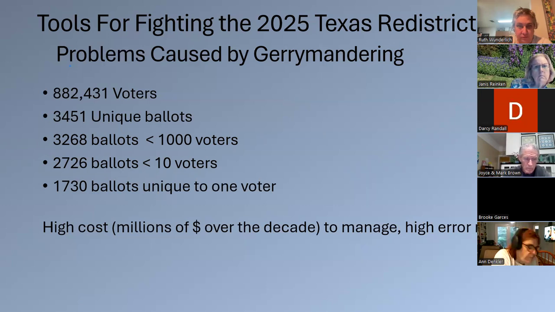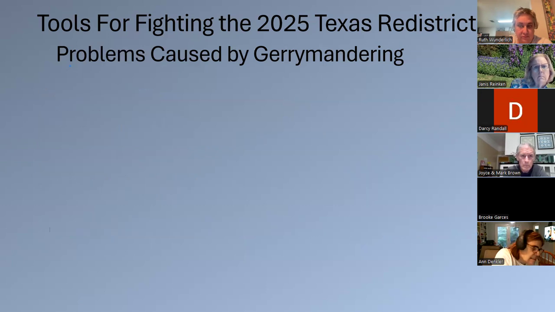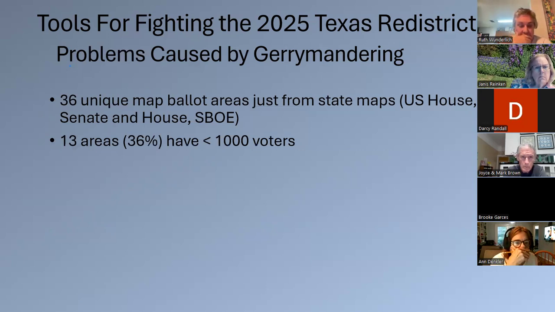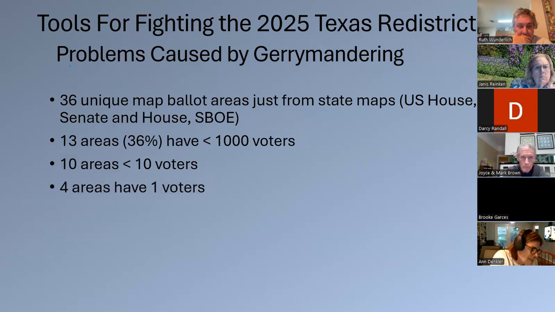So, it's because of all that, and it all comes down from the state lines. The state lines in 2020 came up with 36 areas, which isn't that much, but the way they crisscross, 13 of those areas have less than 1,000 voters. 10 areas have 10 voters or less, and 4 areas have 4 voters. And once you have to draw precinct boundaries and commissioner and JP districts and everything else on top of it, it really fractionates because these are just the starting scratch.